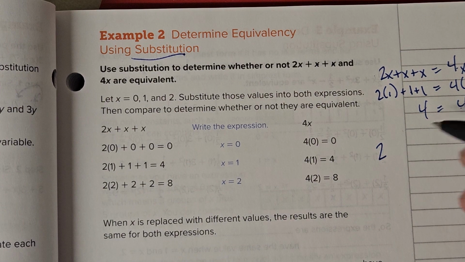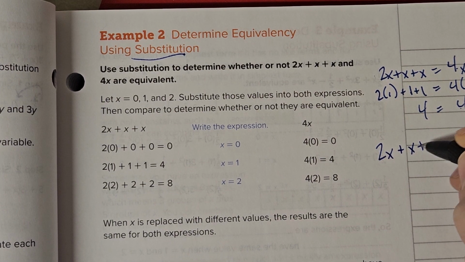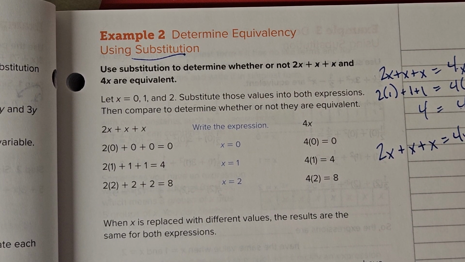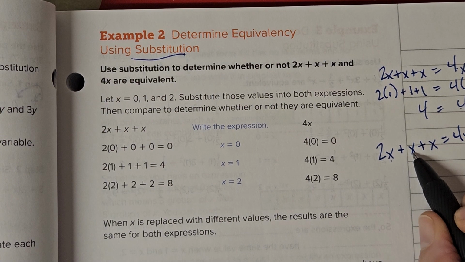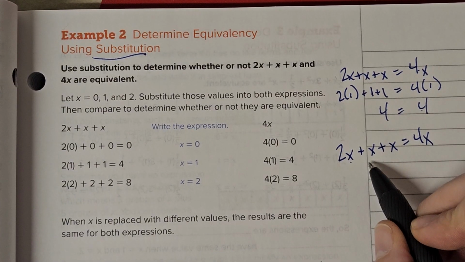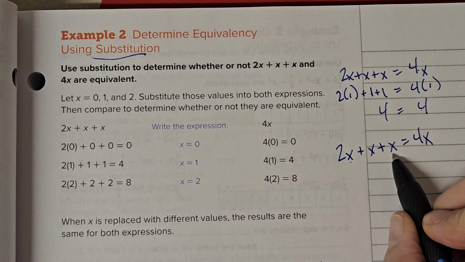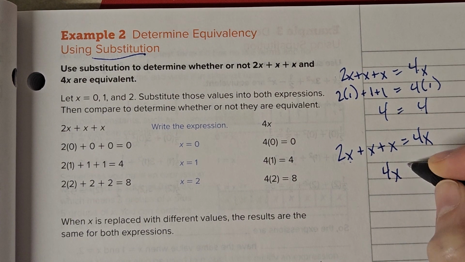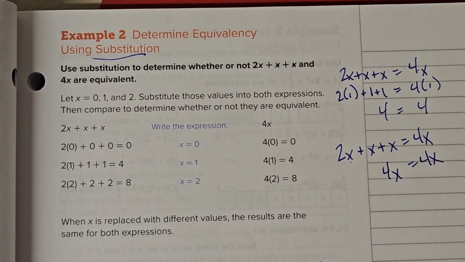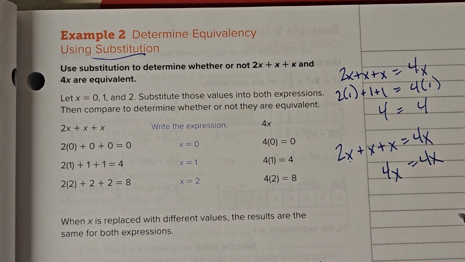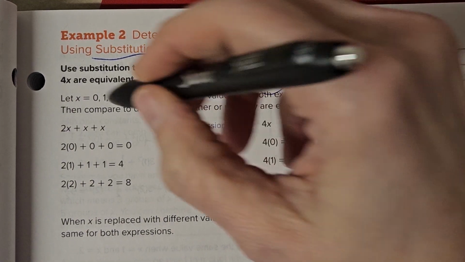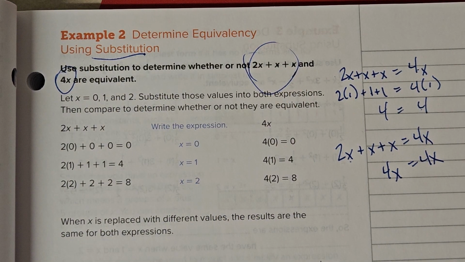What you could do is combine like terms. If I have 2x and I add an x, how many x's do I have? 3 x's. If I have 3 x's and I add another x, I have 4 x's. Does 4x equal 4x? Every day and tomorrow it will be. So yes, this is equivalent to that.